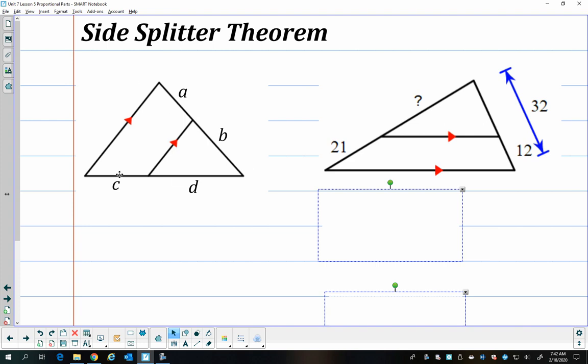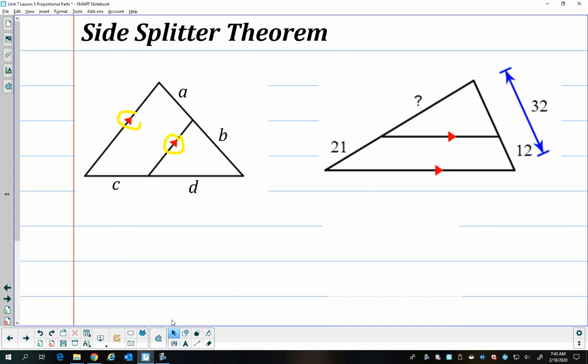And so we have a triangle, and then this segment that goes through the triangle, and if you remember, these two arrows mean that those two sides are parallel. So if we have this scenario where a segment intersects two sides of the triangle, so it intersects this side and this side, and then it's parallel to the third side, then we get proportional relationships that exist.